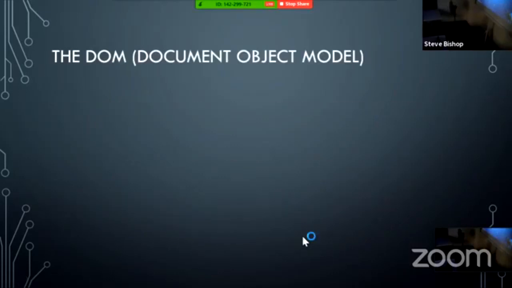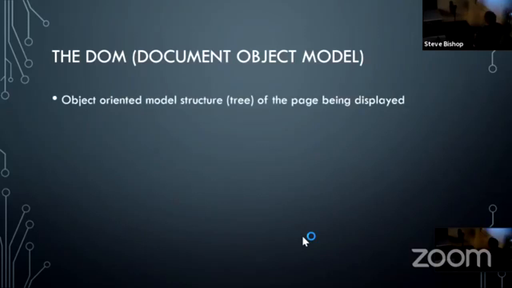We're getting really down to the last parts here, guys. We're going to start talking about the document object model, which is where JavaScript really shines. Now we're talking interaction with the HTML objects, the buttons, the pictures, the images, all that stuff I can actually interact with using JavaScript. The DOM, document object model. It's the object-oriented model structure or tree of the page being displayed.